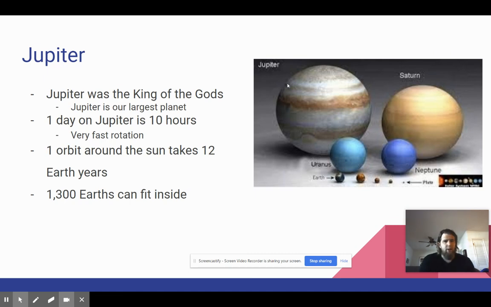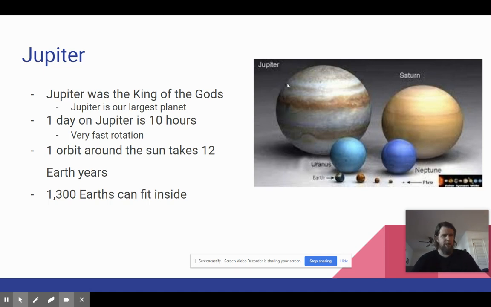So Jupiter, let's start there. Jupiter was the king of the gods, and so it's our biggest planet, so it deserves that name. And so one day on Jupiter is only 10 hours. So that's an incredibly fast rotation for a planet that big. And one orbit around the sun takes 12 Earth years. So every 12 years, Jupiter makes its way around the sun once.